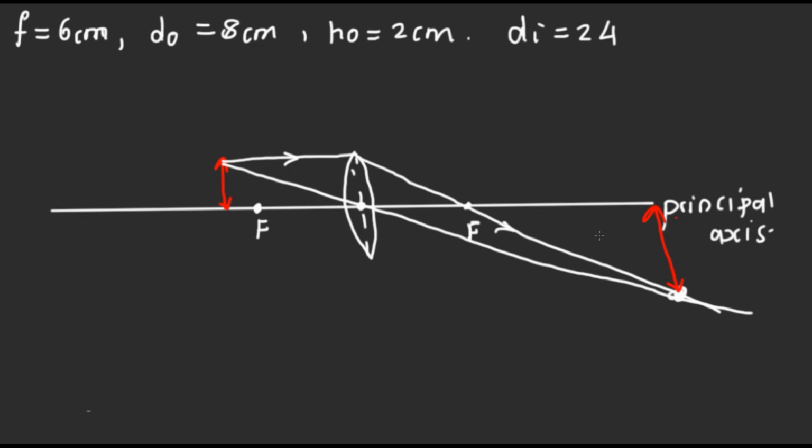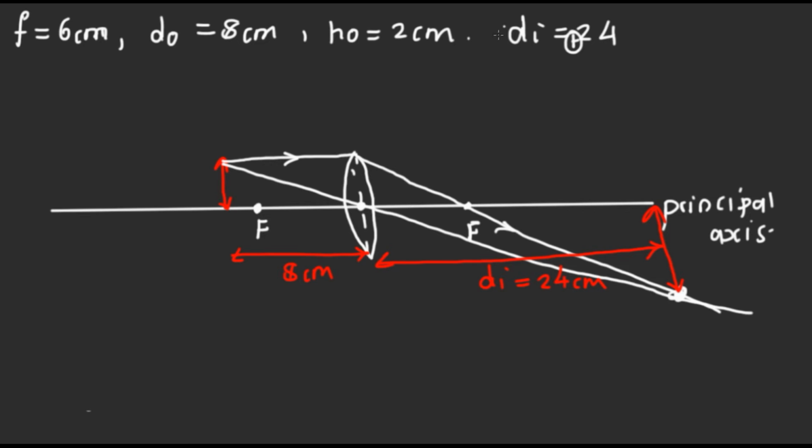As you can see, the distance of an object given in the question is 8 centimeters. Then from our calculations, the distance of an image is 24 centimeters, and we can see that the distance of an image is greater than the distance of an object. Now from this, we saw that the distance of an image is positive, which simply means that the image is real.